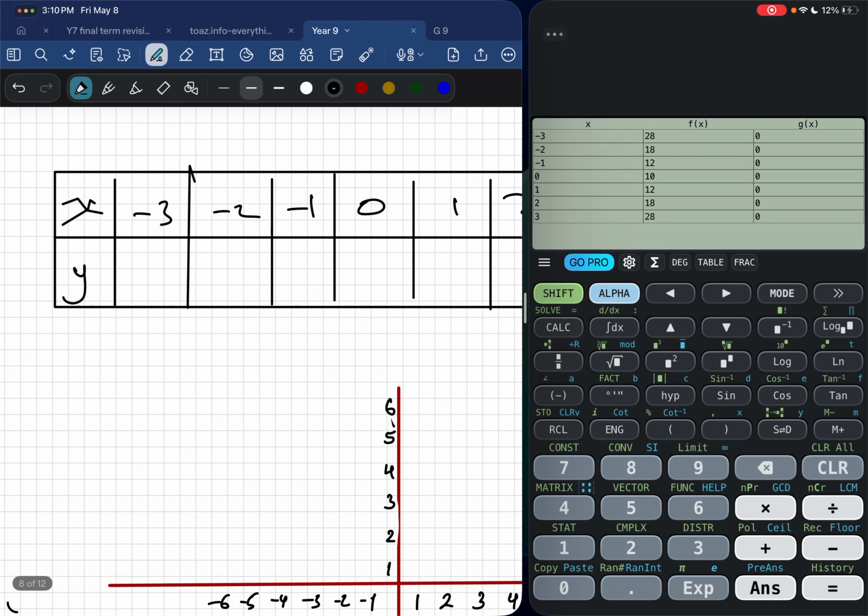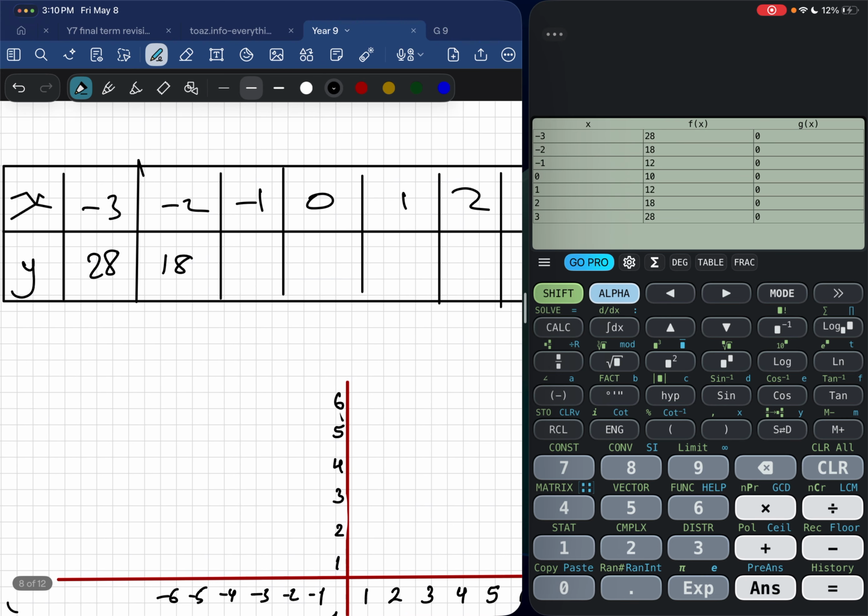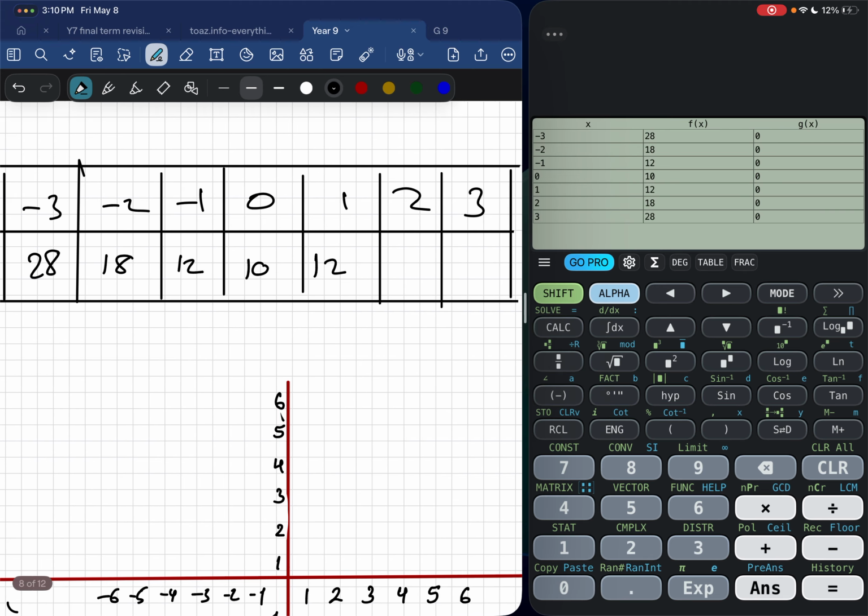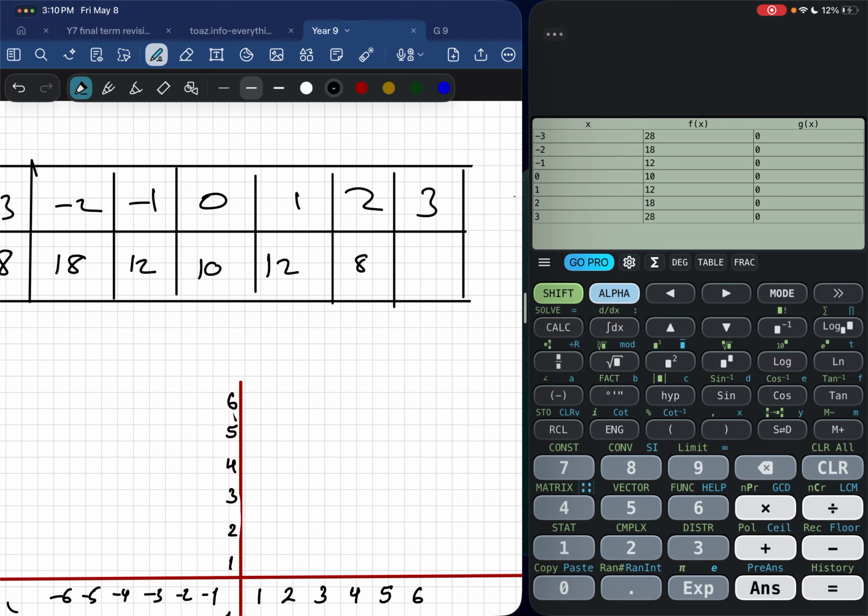When x is minus 3, we're going to have it as 28. When minus 2, we're going to have it as 18. And when minus 1, it's going to be 12. Then 10. Then another 12 there. And then 18. And then 28.